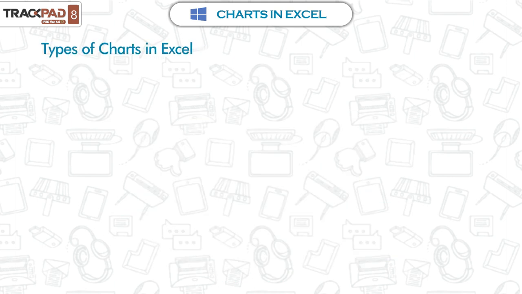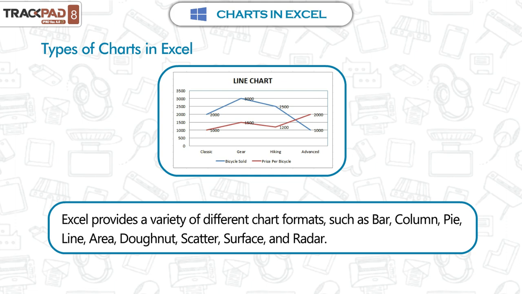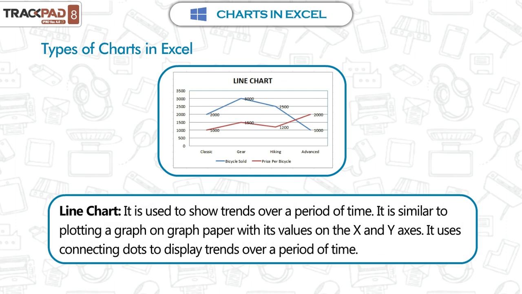Types of charts in Excel. Excel provides a variety of different chart formats such as bar, column, pie, line, area, donut, scatter, surface, and radar. Line chart. It is used to show trends over a period of time. It is similar to plotting a graph on graph paper with its values on the X and Y axis. It uses connecting dots to display trends over a period of time.